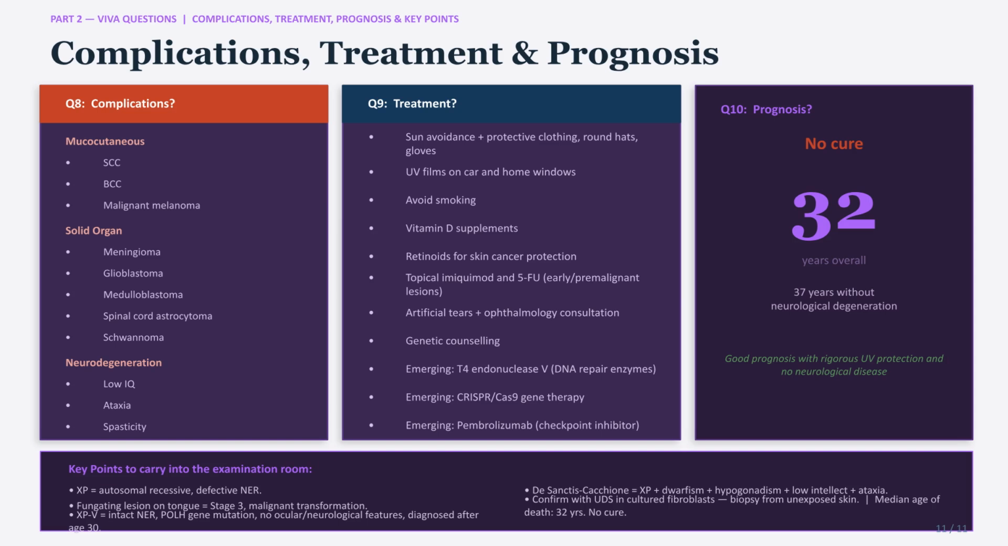Before you go into that examination room, carry these points with you. XP is autosomal recessive. Defective NER is the core mechanism. The fungating lesion on the tongue means stage 3. Malignant transformation has occurred. XPV has intact NER, POLH gene mutation, no neurological or ocular features, diagnosed after age 30. Sanctis-Cacchione is XP plus dwarfism, hypogonadism, low intellectuality, and ataxia. Confirm with UDS in cultured fibroblasts, biopsy from unexposed skin. Median age of death is 32 years, no cure. At the bedside, always say, I would like to examine and I would like to request. Go in prepared, go in structured.